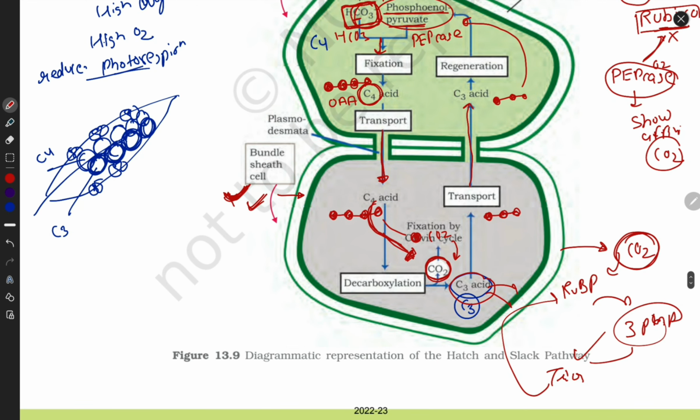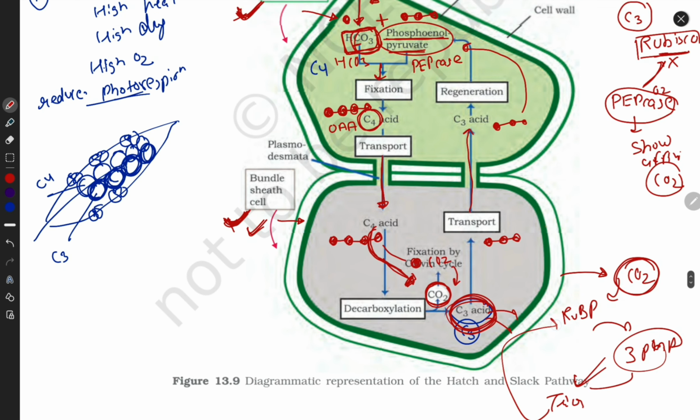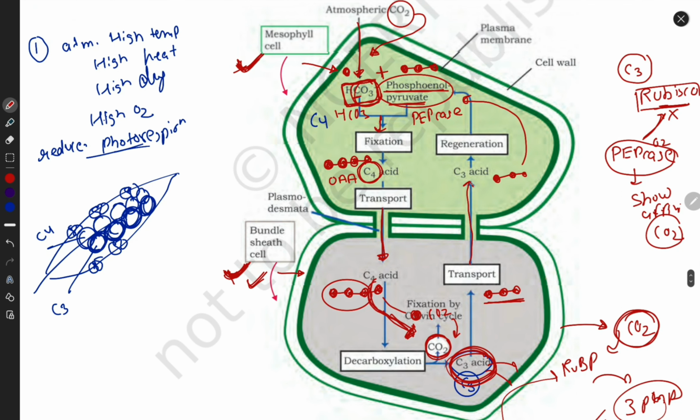Here the C3 cycle is conducted. Here in the bundle sheath the C3 cycle is performed. Now how many carbons are remaining? 3 carbons are remaining after releasing 1 carbon, and these 3 carbons go back towards the mesophyll cells. They regenerate and convert into phosphoenol pyruvate. So this process continues further. Then again they bind with HCO3 and then fixation. They produce a 4 carbon compound.